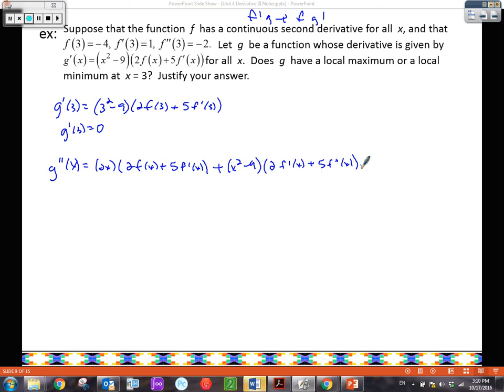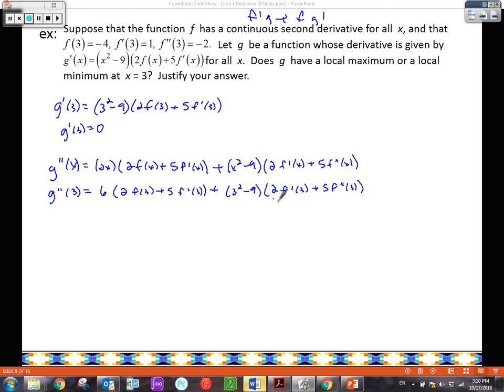So our test requires us to find the sign at 3 of the second derivative. So let's sub in a 3. We want to know what g double prime of 3 is. So 3 times 2 is 6. Then we have 2 times f of 3 plus 5 times f prime of 3 plus 3 squared minus 9 times 2f prime of 3 plus 5 f double prime of 3. Okay, that's the work we need to show.